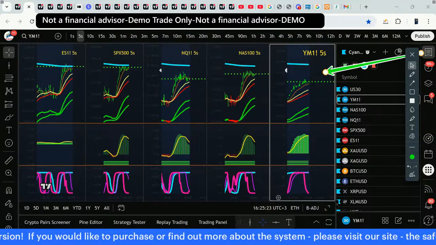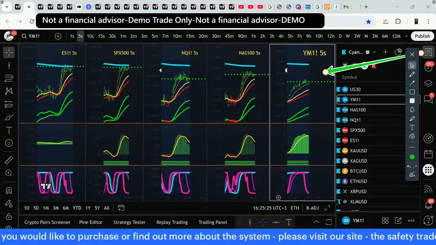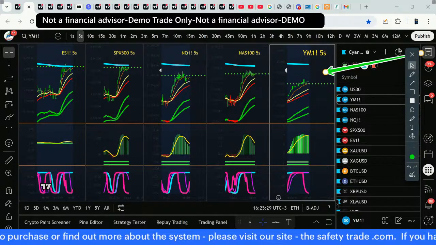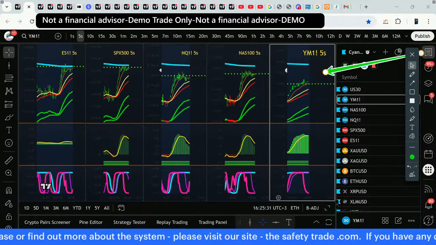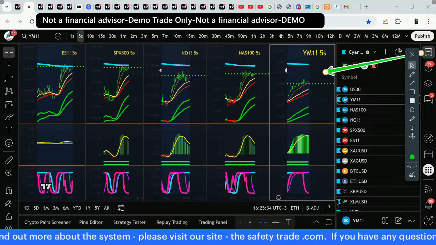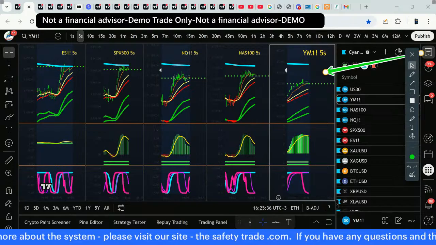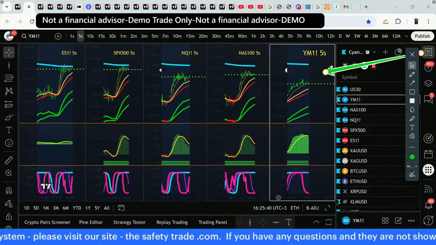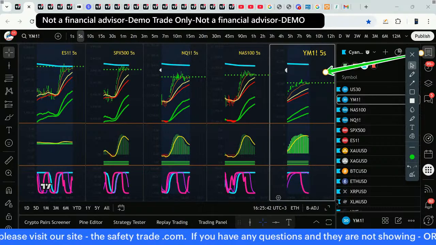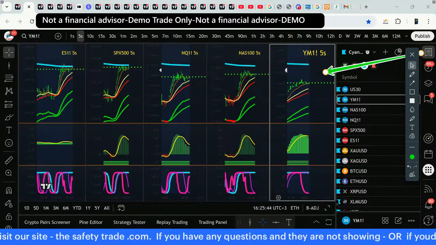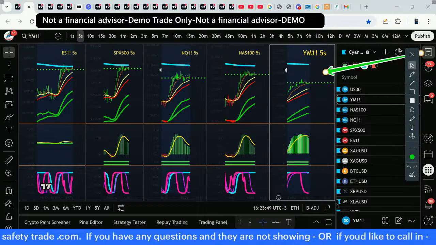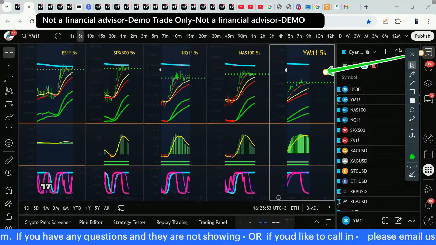Demo trade only. I am not a financial advisor. Ricochet, buy stop, ES1. Back to the blue line, SPX 500. To the blue line, NQ1 and NAS. To the 5-second blue line, YM1. Demo trade only. I am not a financial advisor.